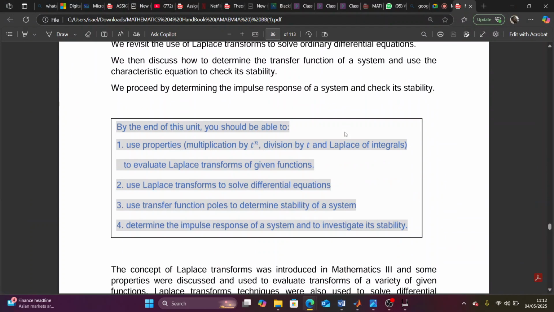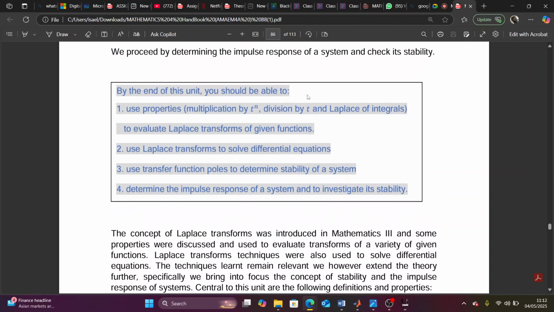Laplace Transform. What are we going to do here? Multiplication by chi, using Laplace of a differential equation, and using poles to determine stability.